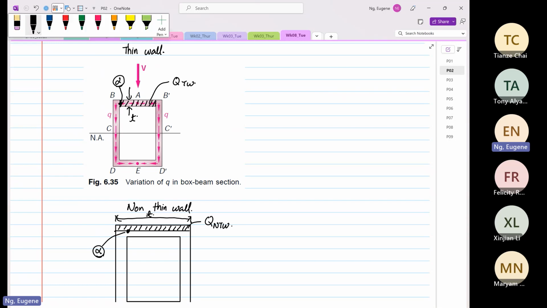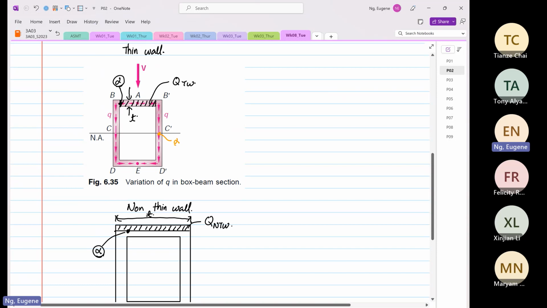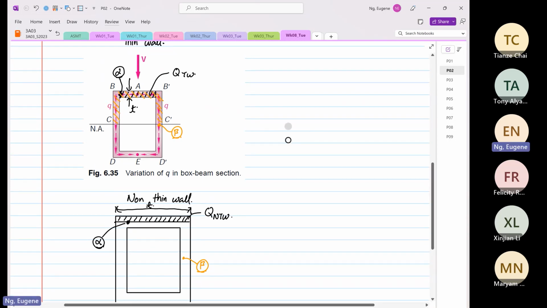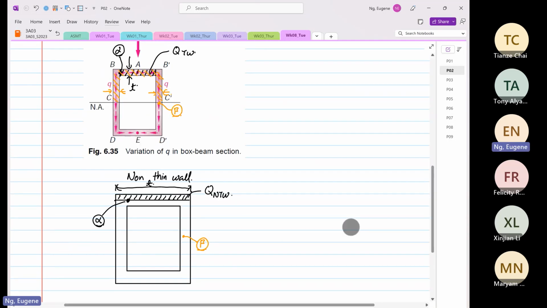So the next one I'm going to draw in orange. Let's say we want to find the shear flow or the shear stress at point beta. We also want to find it over here at point beta at the centroid. So what area do you consider? We consider this entire area, and then we divide by the thickness, this thickness over here.